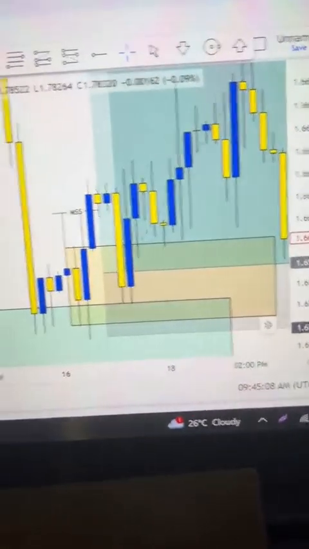Then you wait. When price taps it in the future, you go to the lower time frame to look for a 15-minute market structure shift. Then you mark your order block, and all this strategy is what we discuss in the supply and demand book. So this is how to mark your order block.